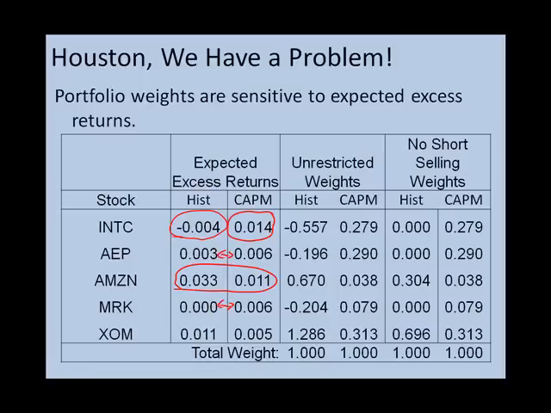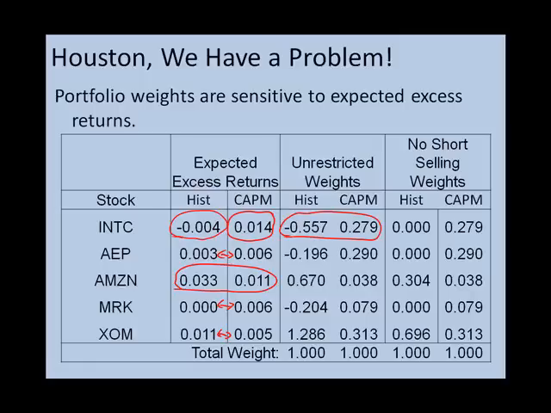For AEP, the differences are relatively small, but there are differences. And what practitioners found was that even small differences in expected excess returns lead to huge changes in the weights. And we can see that in the next two columns. Look at the weights for Intel. The weights have gone from highly negative to fairly highly positive.